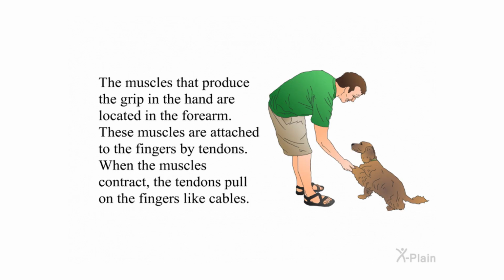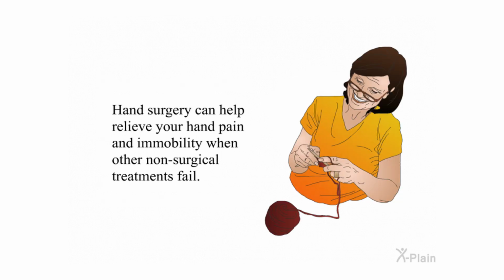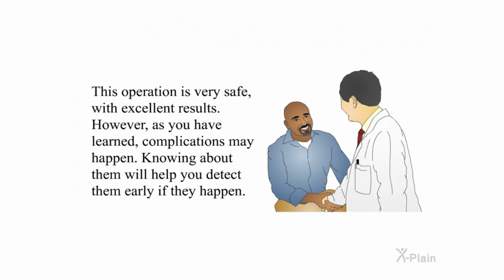Summary. The muscles that produce the grip in the hand are located in the forearm. These muscles are attached to the fingers by tendons. When the muscles contract, the tendons pull on the fingers like cables. Hand surgery can help relieve your hand pain and immobility when other non-surgical treatments fail. This operation is very safe with excellent results. However, as you have learned, complications may happen. Knowing about them will help you detect them early if they happen.